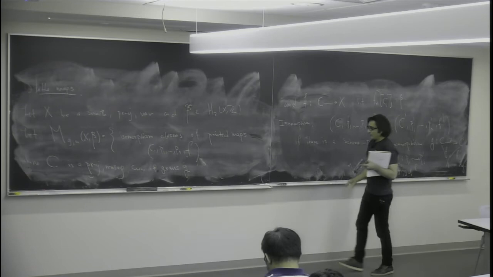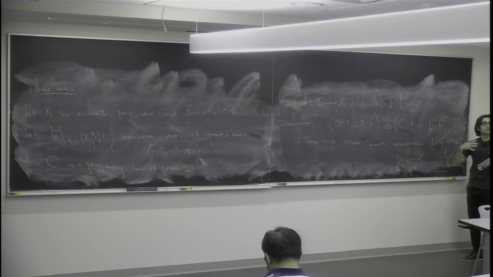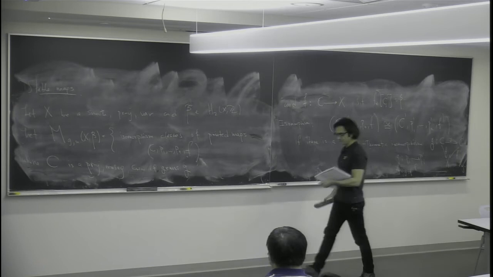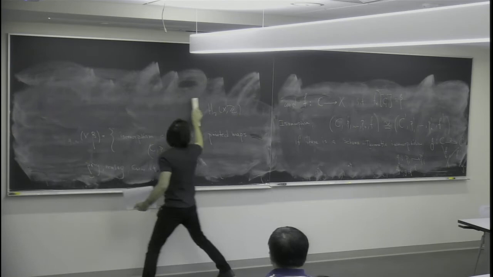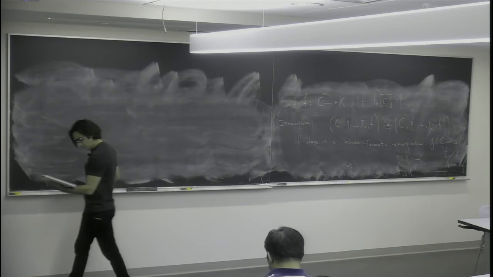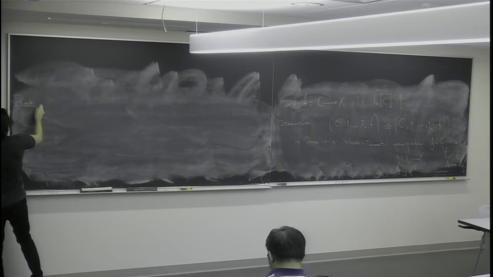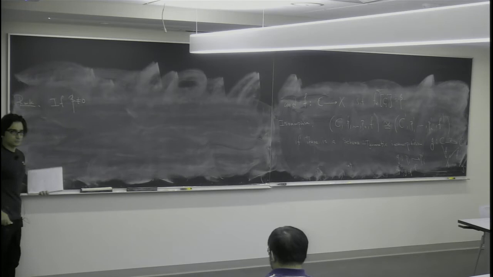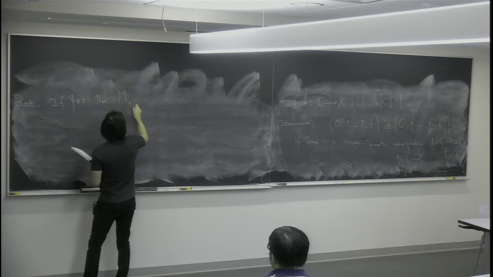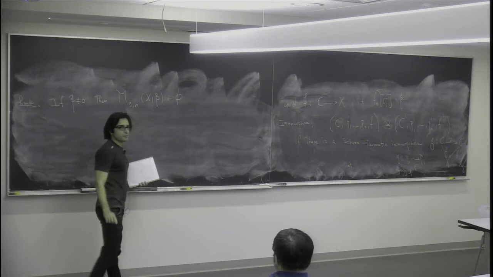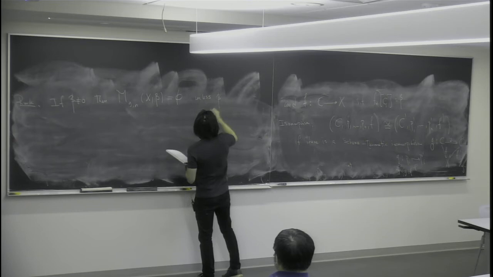Okay, so, by the way, some remark. If this homology class beta that we fix is not equal to 0, then M G N X beta could still be an empty space unless beta is a class of an algebraic curve. Otherwise, it doesn't make sense. You could fix homology classes which don't have a curve geometric realization.